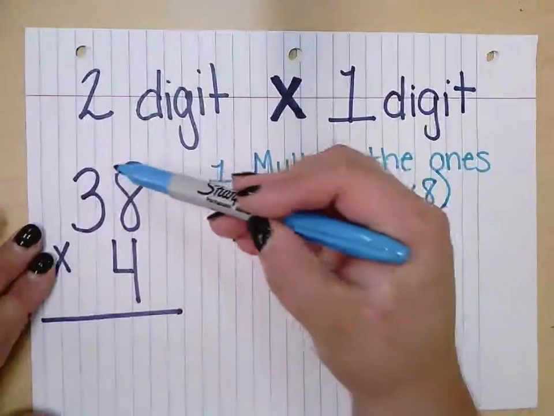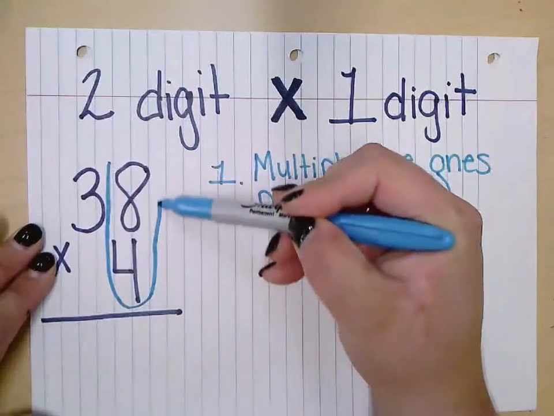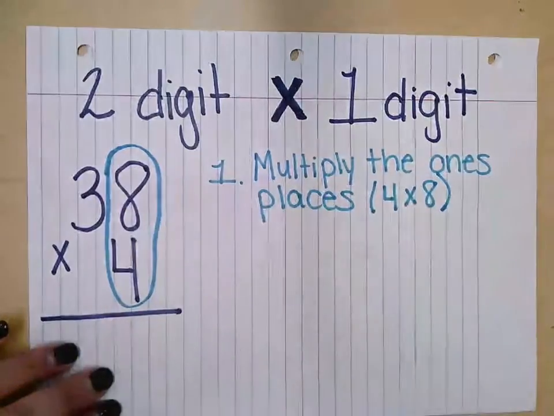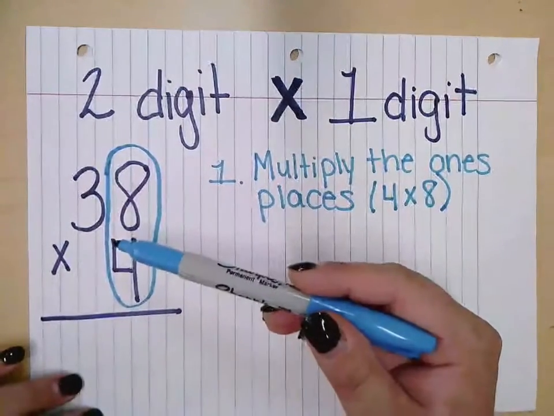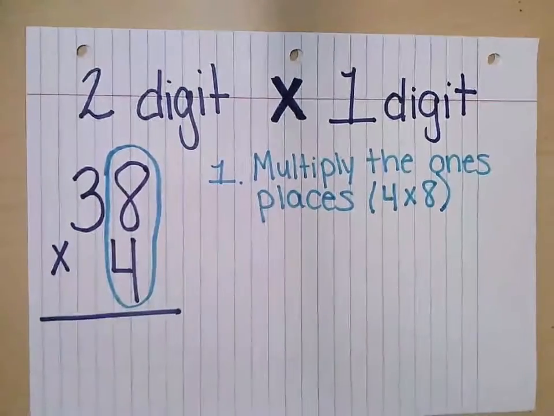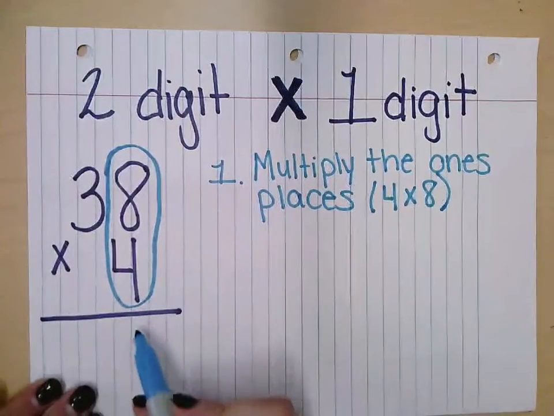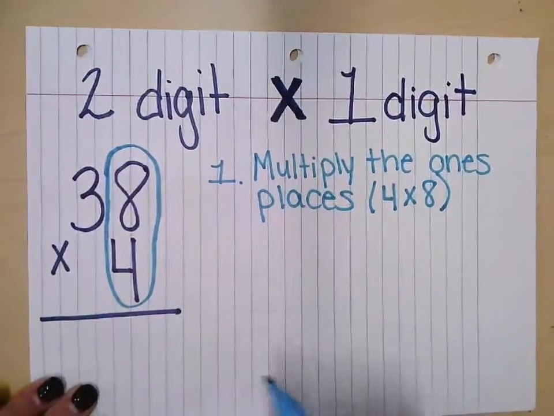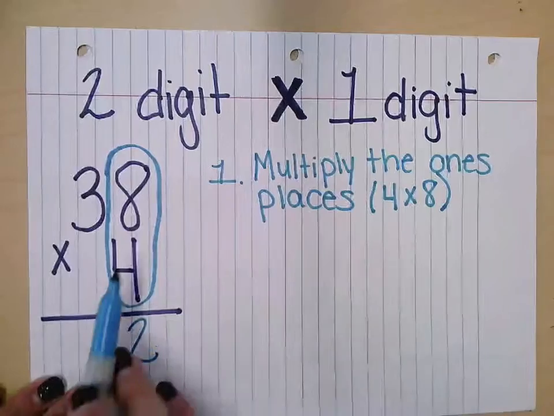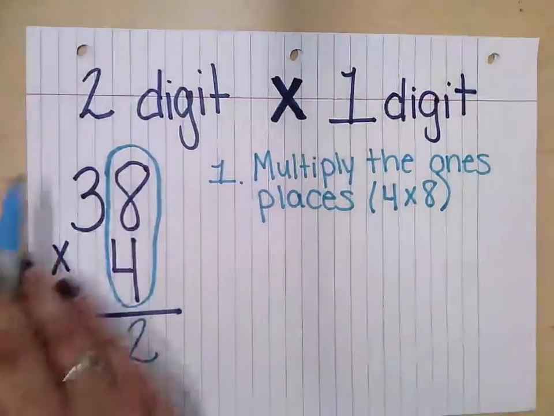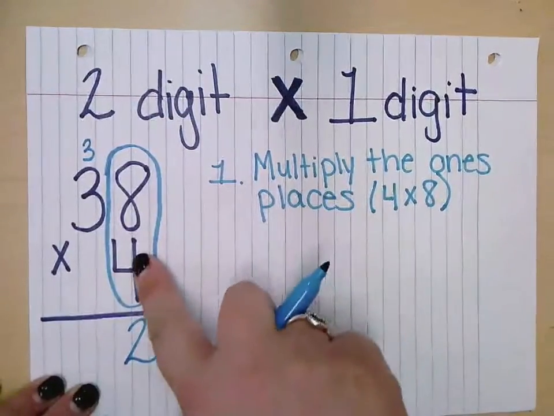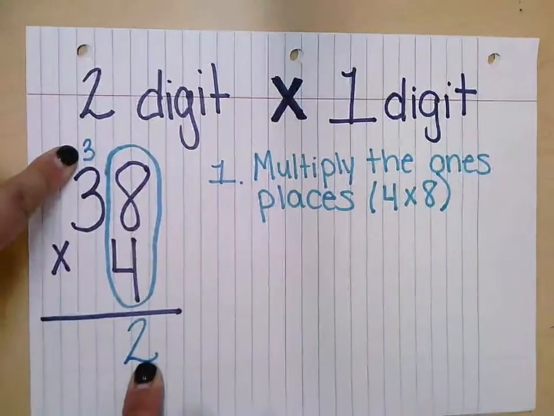What I want you to do is go ahead and circle 4 times 8. Now 4 times 8, if I count by 8's 4 times, 8, 16, 24, 32. I realize that 8 times 4 is 32. I'm going to put my 2 here because in the number 32, the 2 is in the ones place. And similar to when we're adding, we are going to carry that 3 over to the tens place. So we're going to write up here a 3. So 8 times 4 is 32. We put our 2 here, we carried our 3.